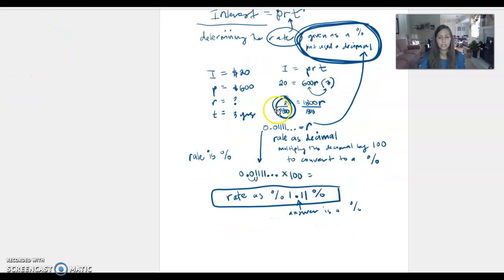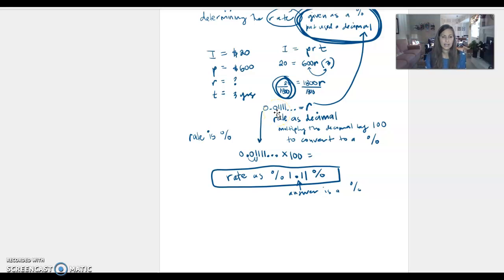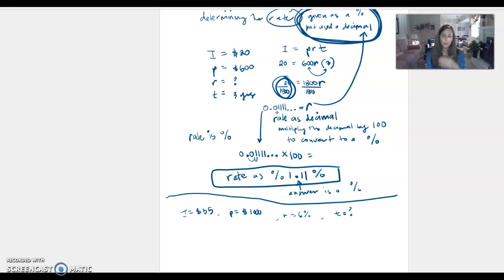So let's solve one of these for T. How would that be different? Here's a new problem. I give you the interest and I tell you that it's $35. I give you the principal and I tell you that it's $1,000. I give you the rate and I tell you that it's 6%. And I tell you to solve for T. What is the time? How long would you have to leave your money in the account to earn $35 in interest? So we'll plug into the formula. I equals PRT. I is 35. P is 1,000.